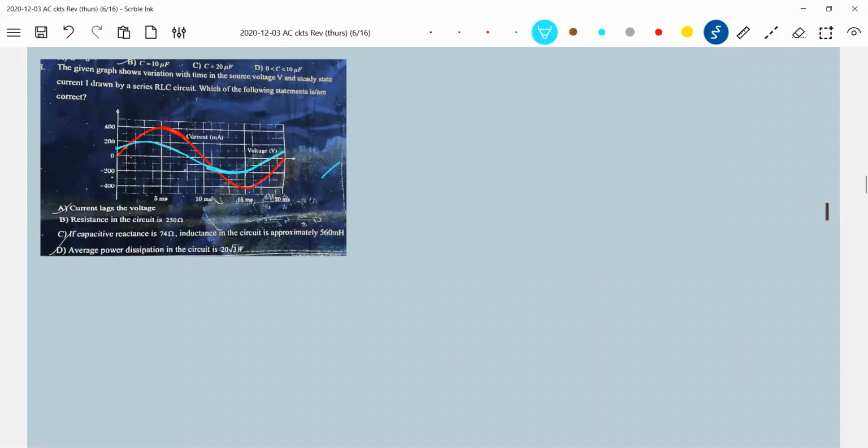Okay, now carefully look at it. Now look at this. So who is leading now? Red color is current, blue color is voltage. So what is the phase of current? Zero. The phase of voltage is non-zero, no? So therefore here voltage leads the current, or current lags the voltage. The first option is what I just picked up. Current lags the voltage.